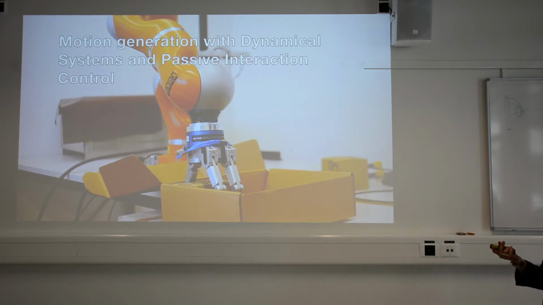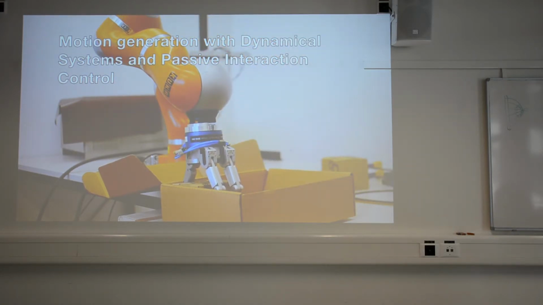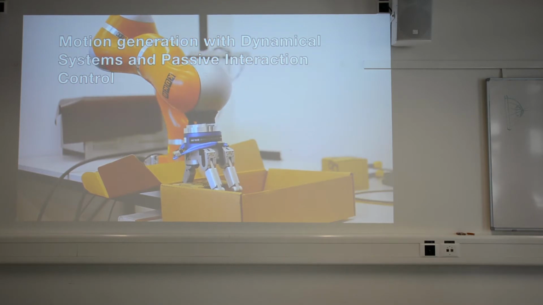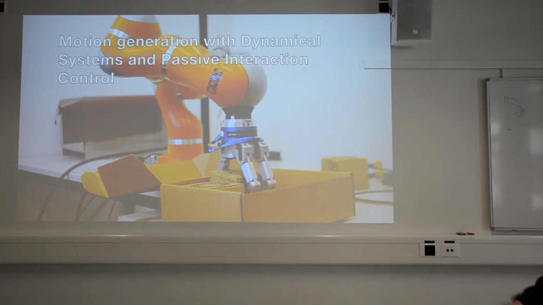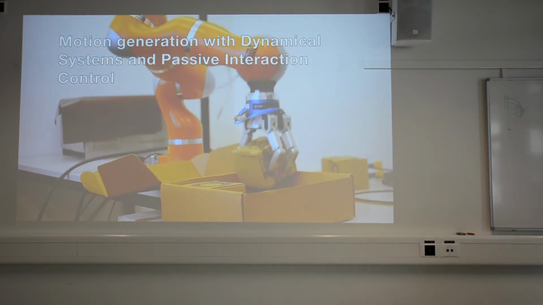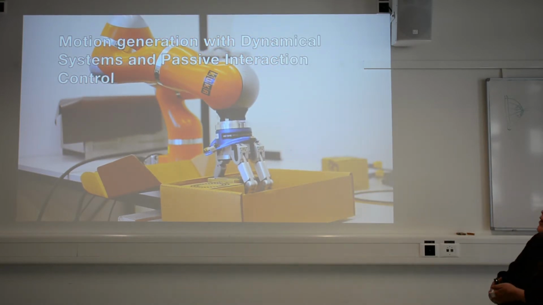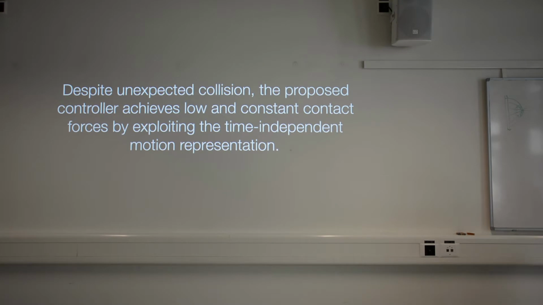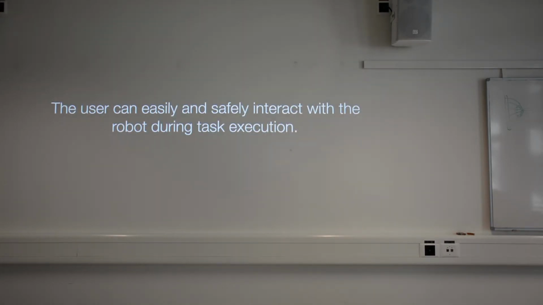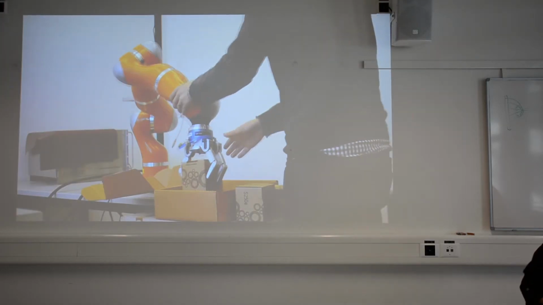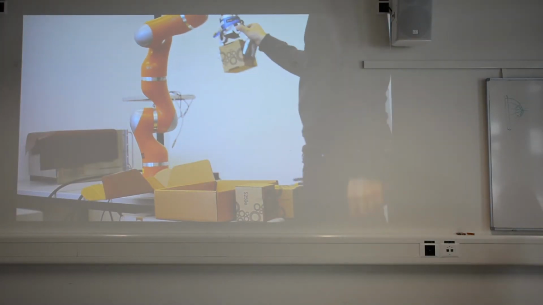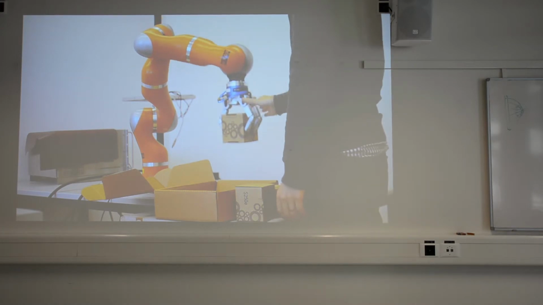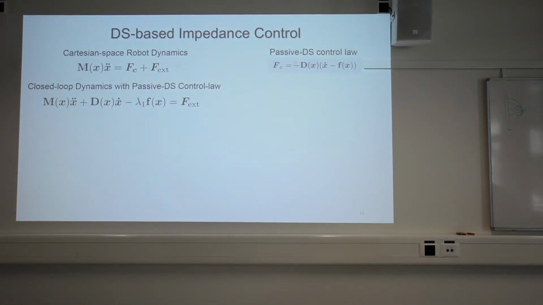With the passive DS controller, you can see that it's completely passive, so it stops when there's some interaction with the environment, even though the dynamical system is formulated such that it will go to another target. Through these passivity properties, it's very compliant and passive, while at the same time tracking the desired motion from the dynamical system. In this video I think I already showed it many times. All right, so that's quite nice.